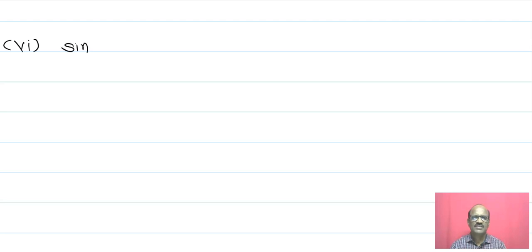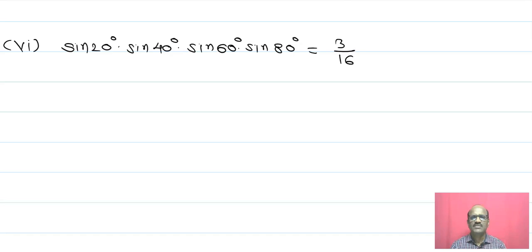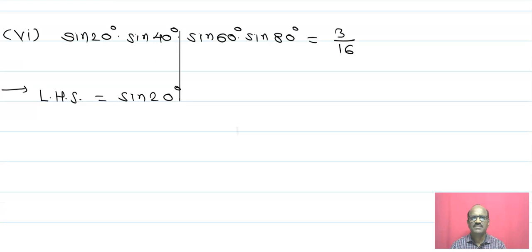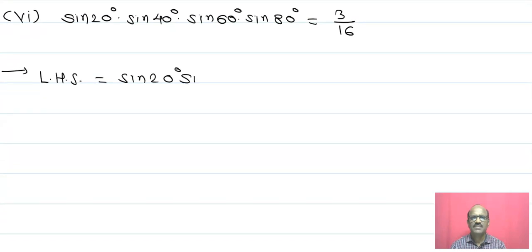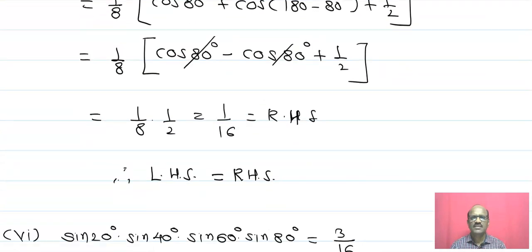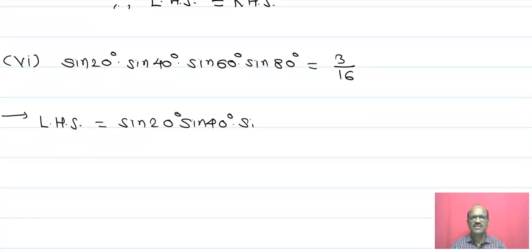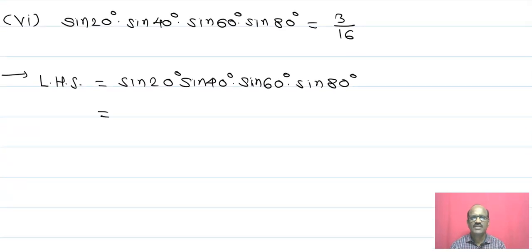Now, the sixth one, that is sine 20, sine 40, sine 60, sine 80, and that is equal to 3 upon 16. Now, see this, the LHS: sine of 20, sine 40, next is sine of 60, sine of 80.